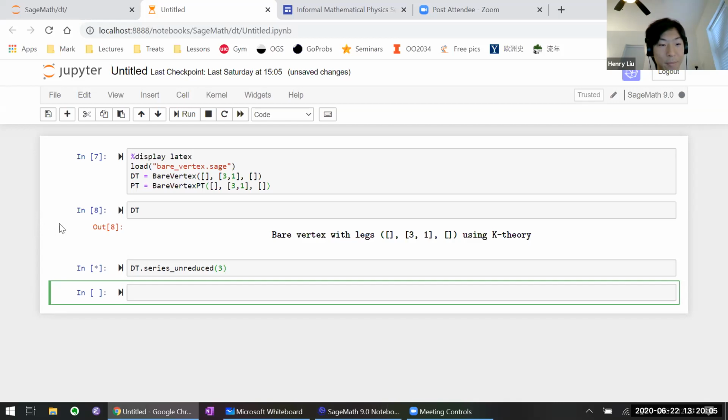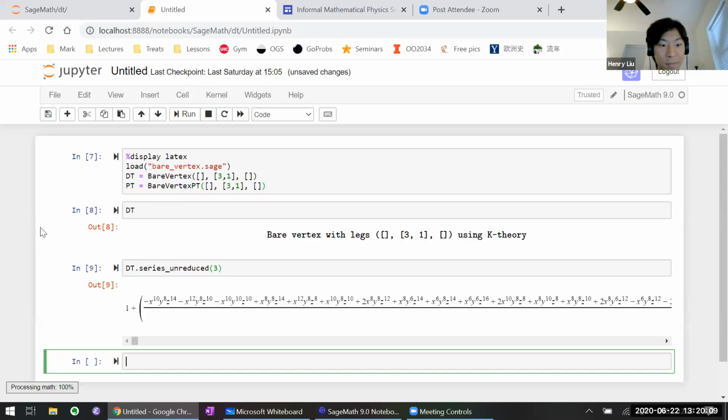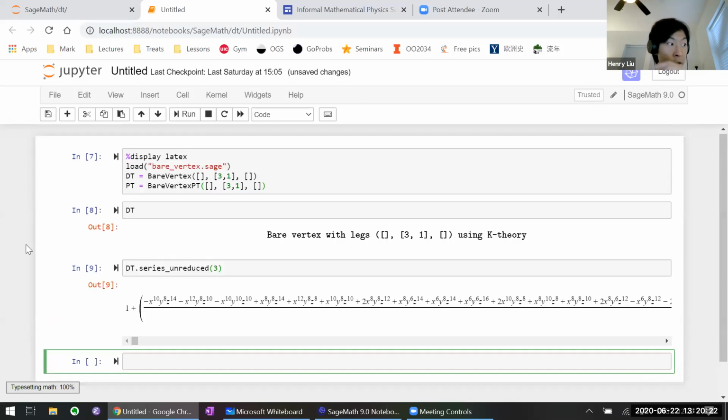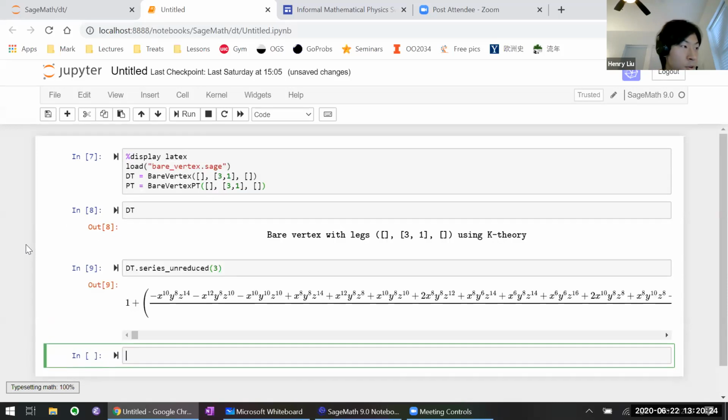This might actually take a bit of time, not because the computation takes a long time, but because the series is so huge that it takes a while to render. Anyways, you can see by the size of the scroll bar that this series is not that pleasant. Okay. So anyways, I do encourage you all, if you have some time, to play around with these vertices.